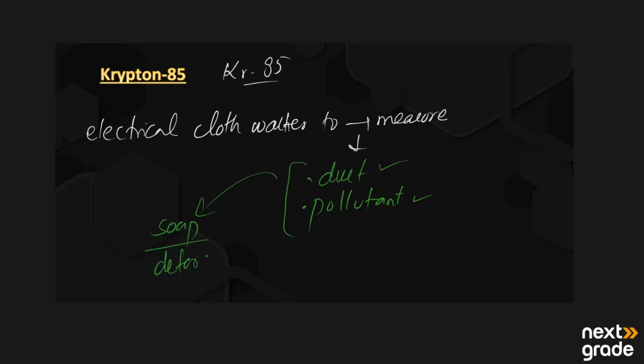So we can use krypton 85 in electrical cloth washer machines to measure their dust and pollutant particles as well.